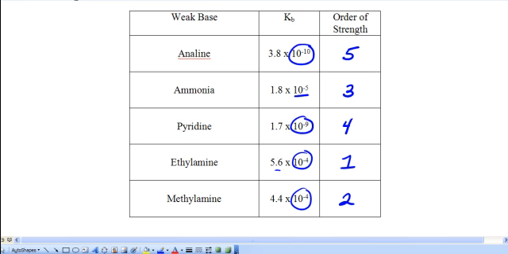All right. In 19-4, we're going to take a look at neutralization reactions. This concludes 19-3.